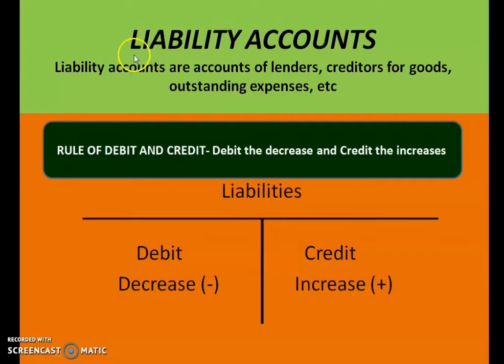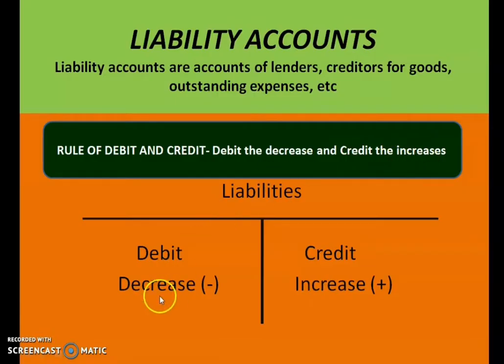Okay, now the next account. We saw that there are 5 classifications, and the first one was the asset account. Now the liability account. We know that liability means our obligation to make payments. So liability accounts are accounts of lenders, creditors for goods, outstanding expenses, etc. What is the rule of debit and credit in liability account? Debit the decrease and credit the increase, opposite of assets.